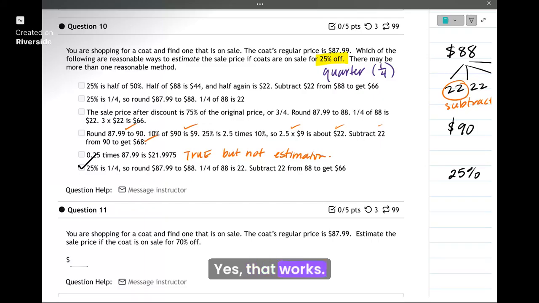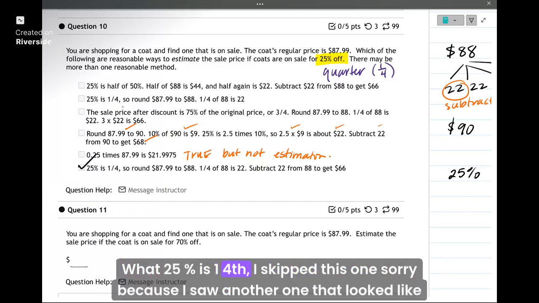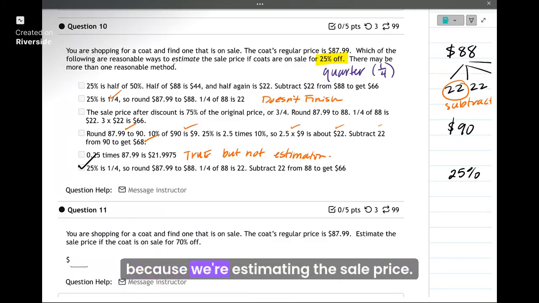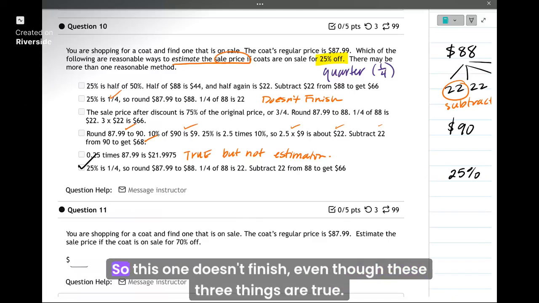Yes, that works. What 25% is 1/4 of, I skipped this one, sorry, because I saw another one that looked like what we did. 25% is 1/4, so round 1/4 of 88 is 22. Oh, but it doesn't finish because we're estimating the sale price. So this one doesn't finish, even though these 3 things are true.